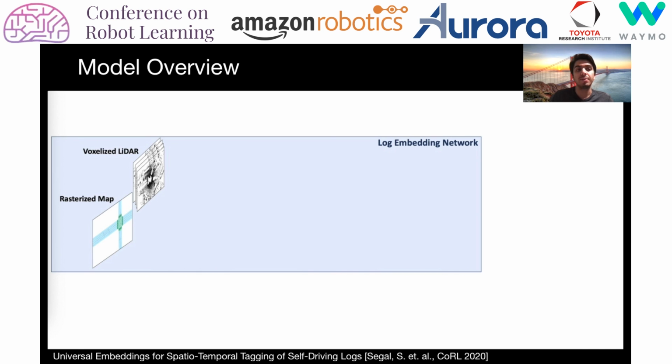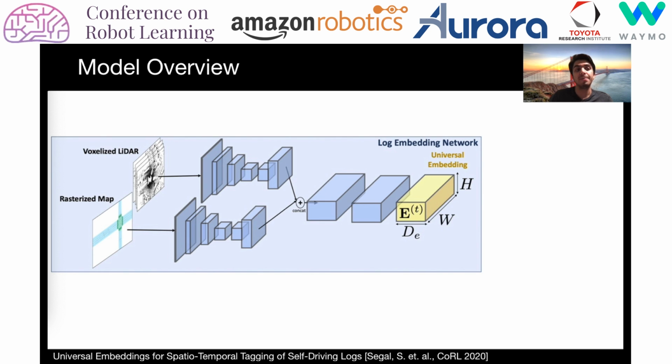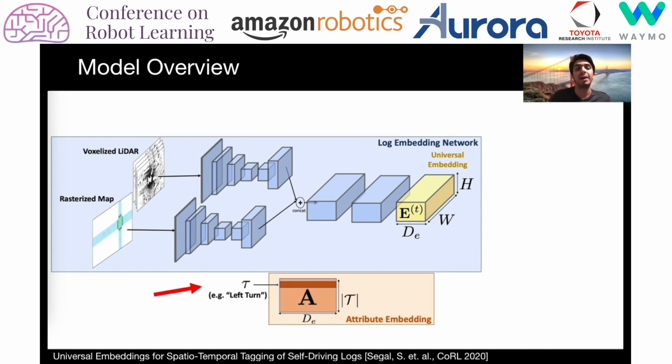Next, we provide an overview of our approach to learning f using a universal embedding to tag all attributes. Our log embedding network takes a series of voxelized LiDAR sweeps and a rasterized HD map as input. Because logs can have arbitrary length, our network is fully convolutional across time. Here we visualize the network for a single time step. Both inputs are first processed by independent backbones. Then map and LiDAR features are concatenated and passed to a convolutional header to produce a spatio-temporal embedding.